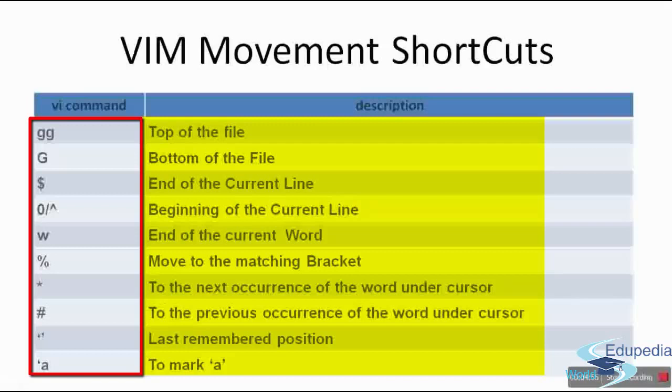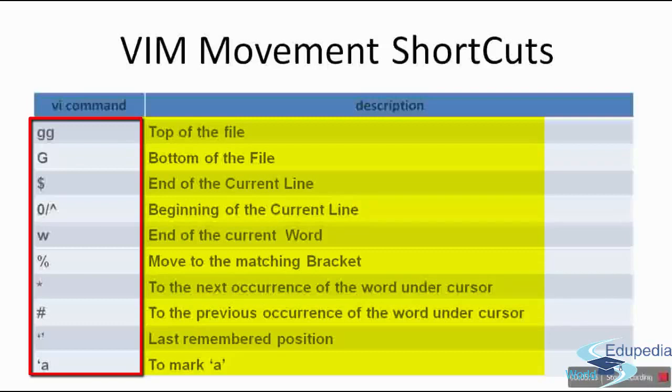So it will search for the next occurrence of that same word towards the bottom of the file, and it will highlight that particular position and it will take you there.